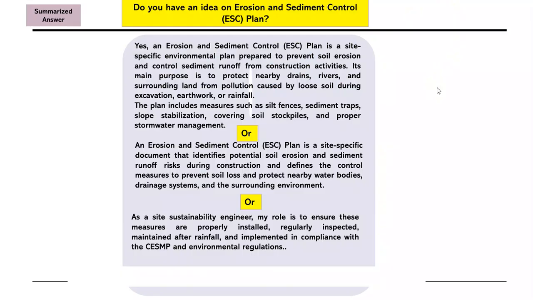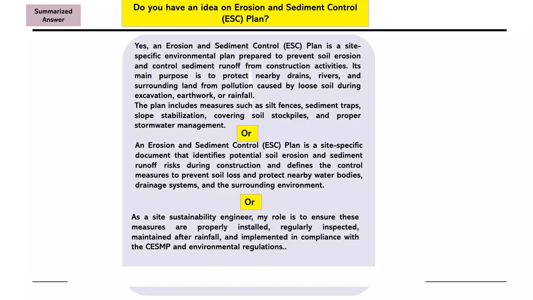Same as previous, we have two ways of answers. One is summarized and the other is detailed. First, we have the summarized answer, but this time I have prepared three types of answers for this summarized answer.